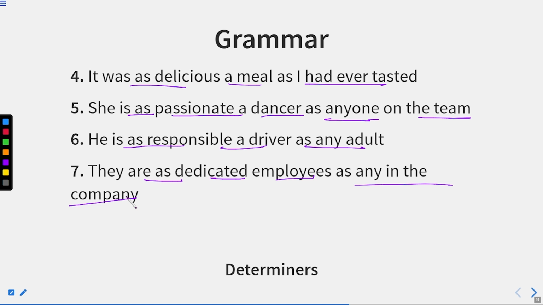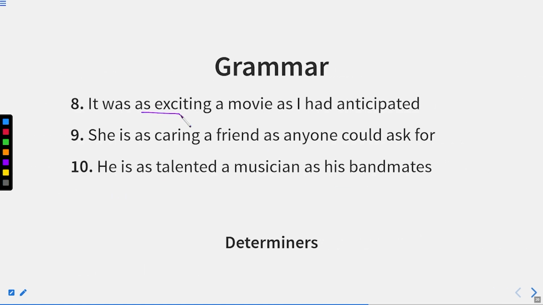Now let us move to the next one. It was as exciting a movie as I had anticipated. Anticipated, or we can say expected. The suitable word will be expected. She is as caring a friend as anyone could ask for. He is as talented a musician as his bandmates. So these are some sentences of this structure.